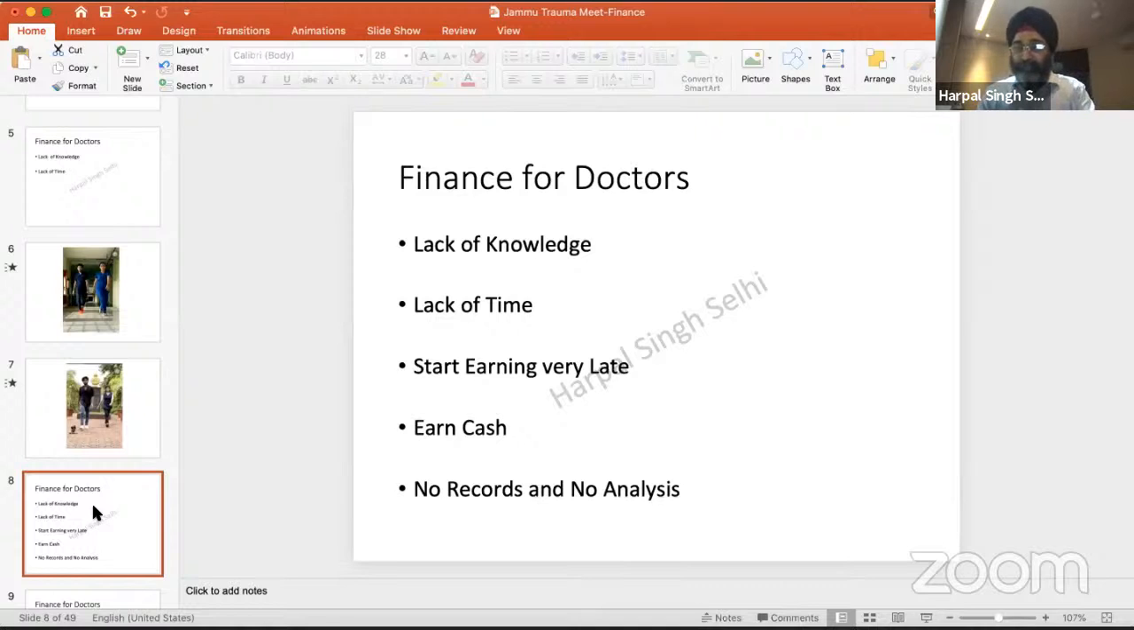Those of you who are in practice, just tell me, before today, how many of you analyzed that in 18 I did this many cases and in 19 I did this many cases? Let's talk of trauma: femur nailing, I did 20 in 18, and in 19 I did 30, but my income did not become 1.5 times.